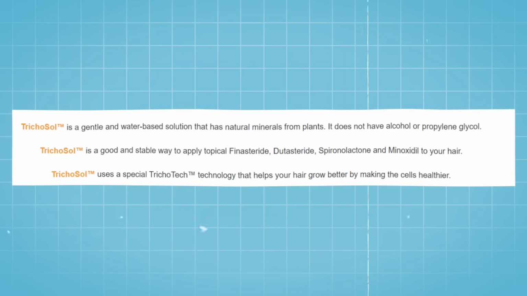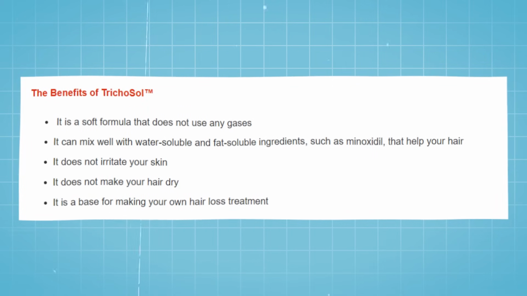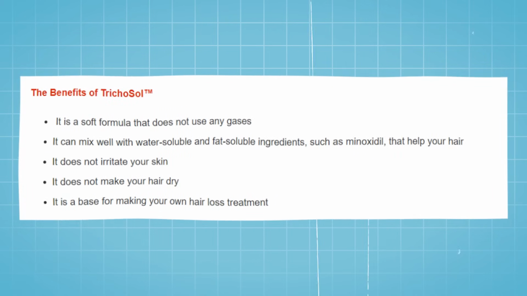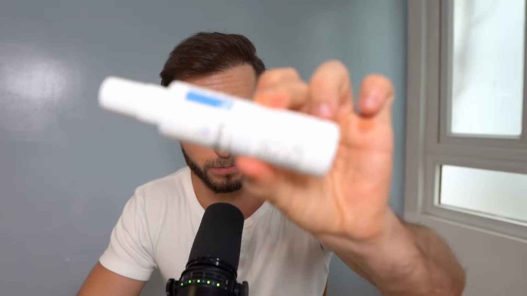Now, trihosol is an innovative hydrophilic solution base that features the patented Trihotech technology. It pretty much contains mineral salts of vegetable origin indicated for topical application on the scalp. Now, this paired with finasteride or with minoxidil in this case is very good for the scalp. You don't get the usual itching that you might get from alcohol and propylene glycol bases like this one, or like the one from Hemia Cosmetics.